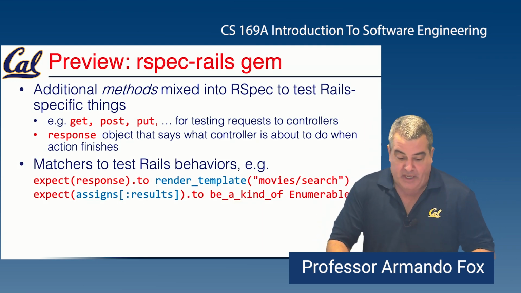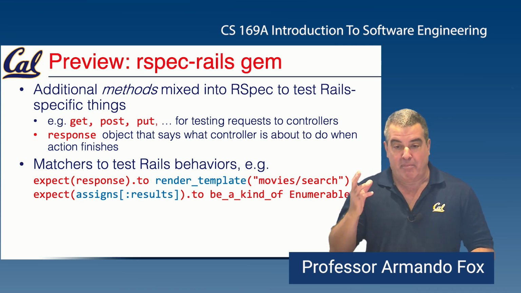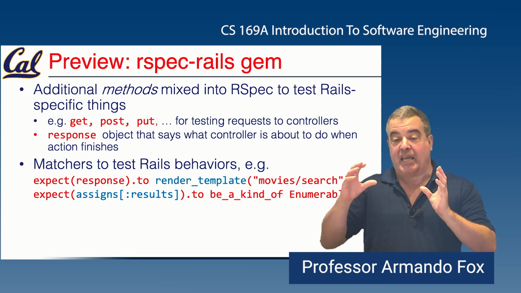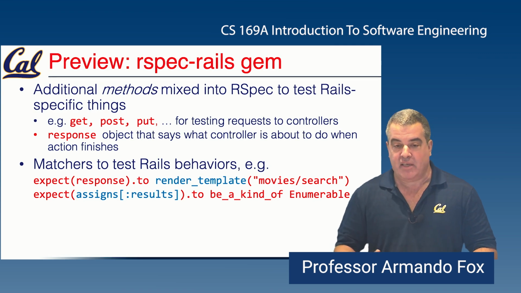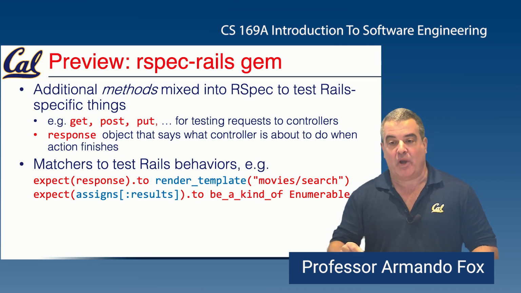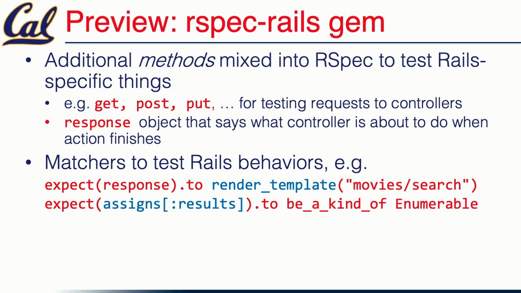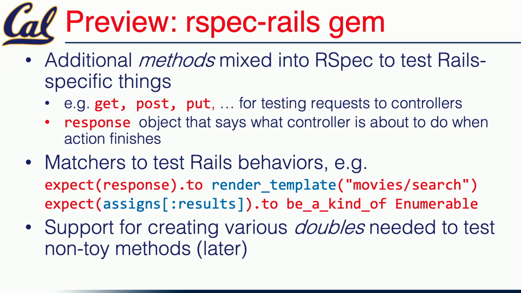We also get matchers that go along with that. Remember that a matcher is something that captures a kind of assertion you would want to make. Well, one assertion you might want to make is, was the controller about to render a particular view template? Or did the controller assign a particular instance variable? Because I know that the view is going to be looking for that instance variable when it renders itself out. And finally, and this is a cool part, it gives us additional support for creating what are called doubles that we're going to need to test methods that are non-leaf methods. I'll call them non-toy methods.